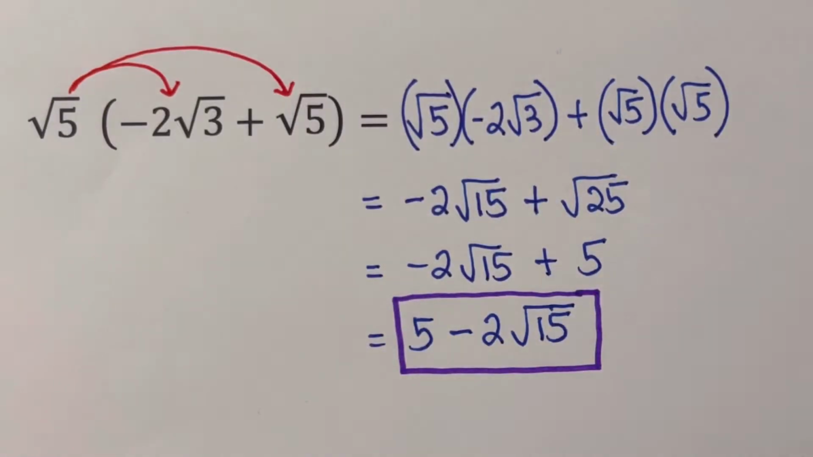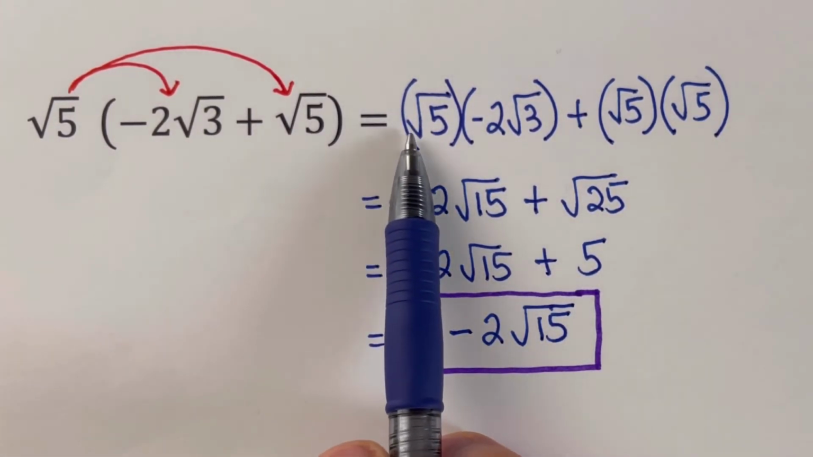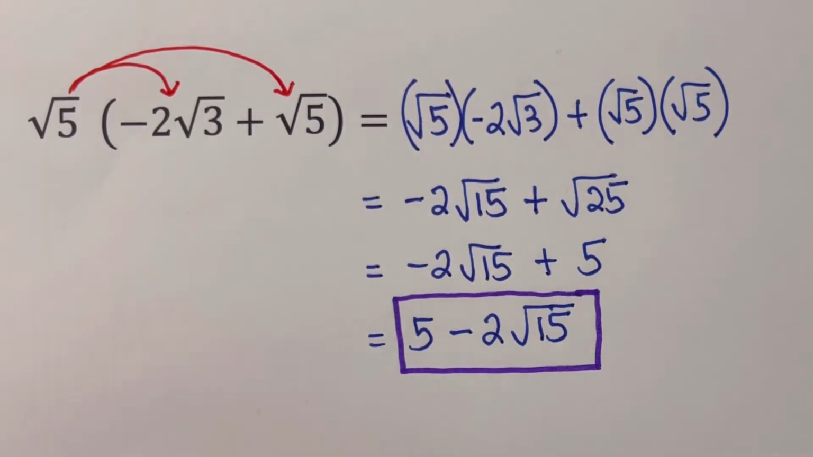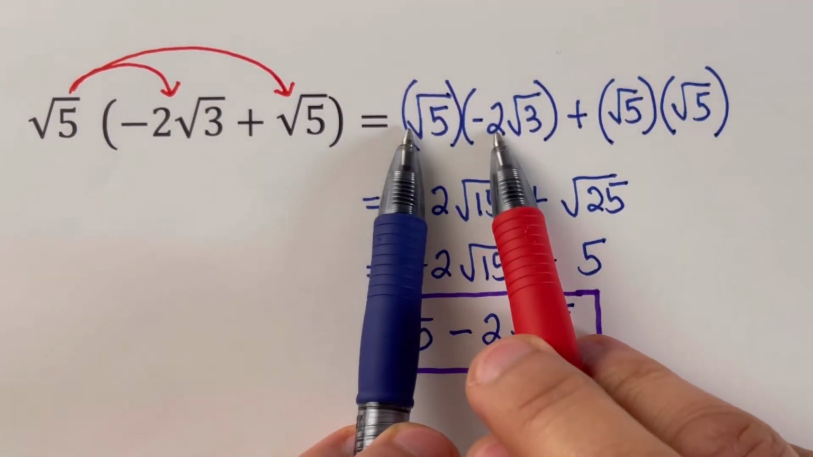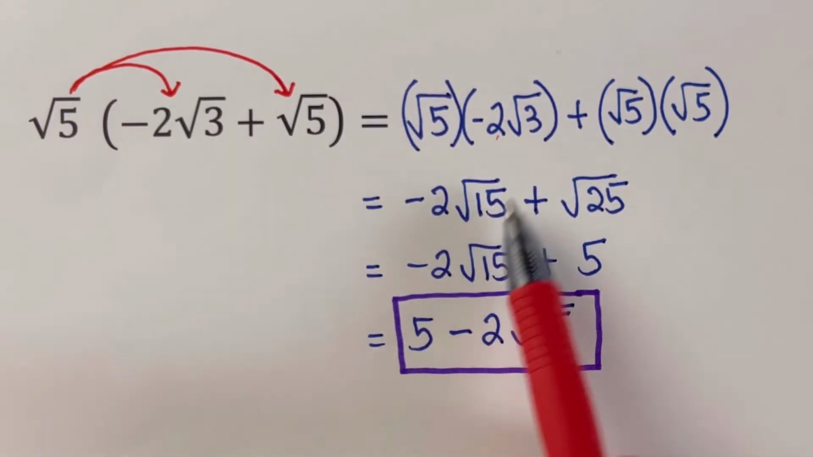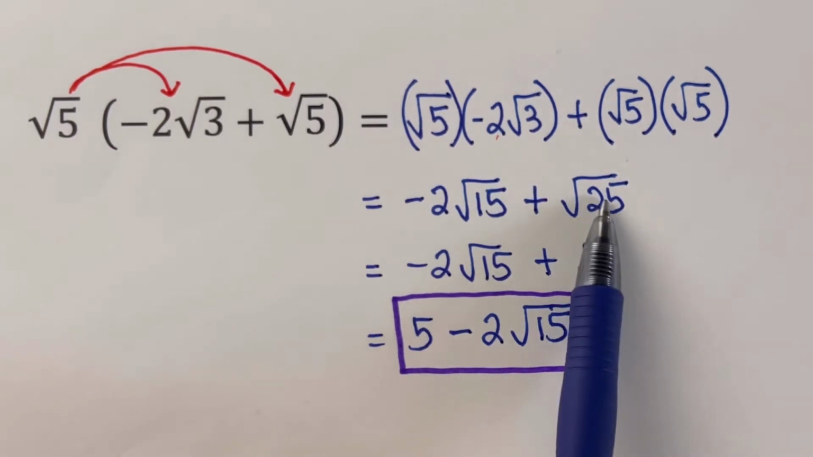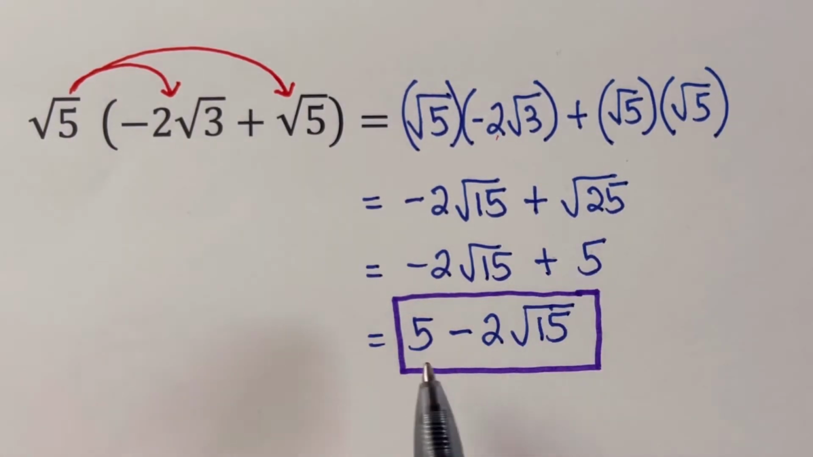So what I did here was that I multiplied, remember there's an invisible 1 in front of the 5. So that would be 1 times negative 2 is negative 2. 5 times 3 is 15. And we also have 1 times 1 is 1. And then 5 times 5 is 25. And so when we simplified it, it's going to be 5 minus 2 square root of 15.